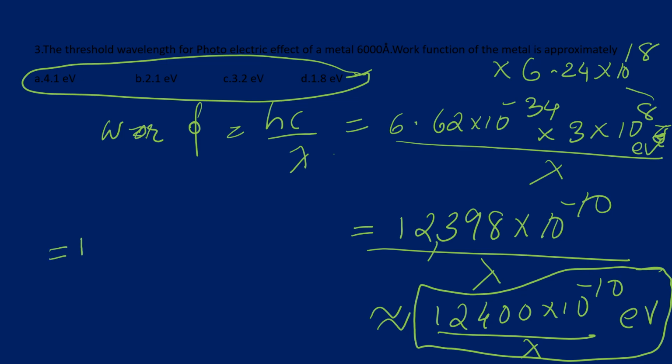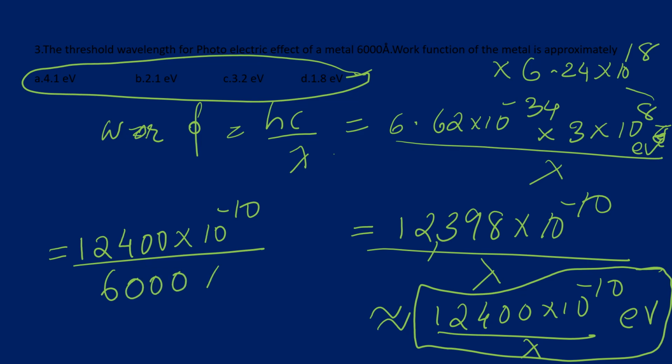That is 12400 into 10 raised to minus 10 divided by lambda, which is 6000 into 10 raised to minus 10 since it is in angstrom. So you will get 2.1 electron volt. Option B is the correct one.